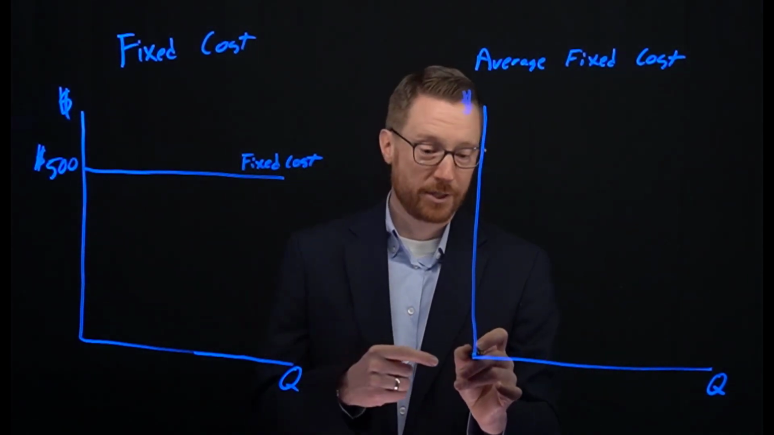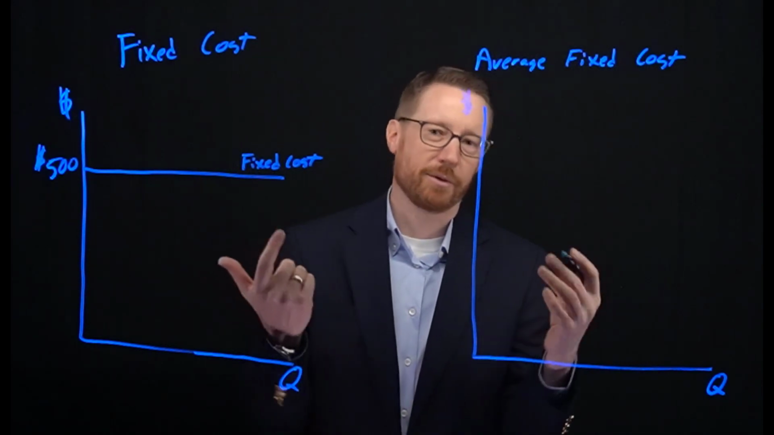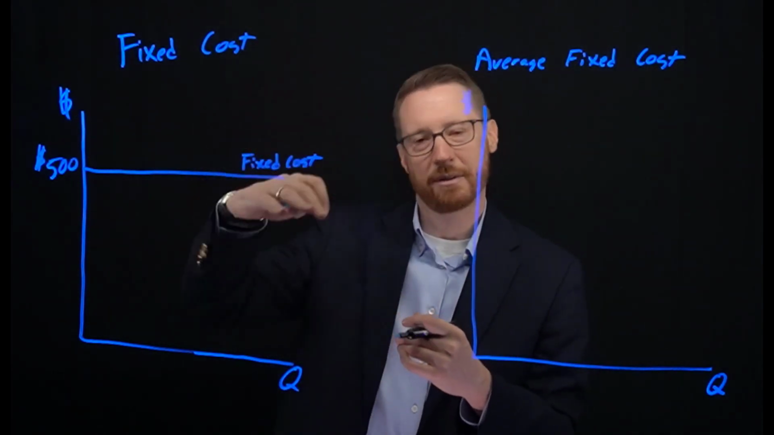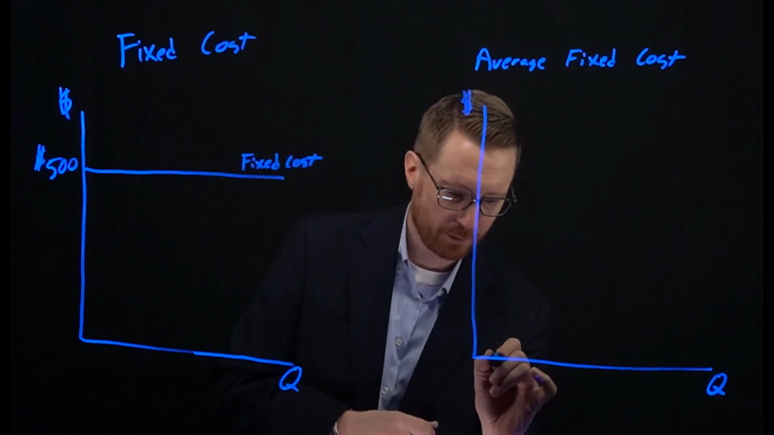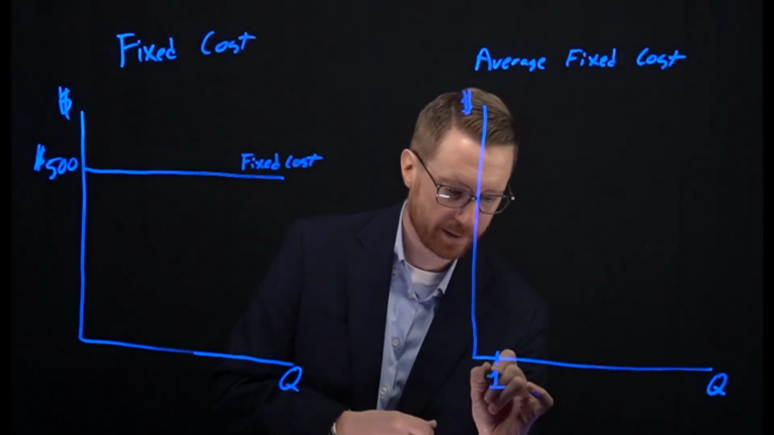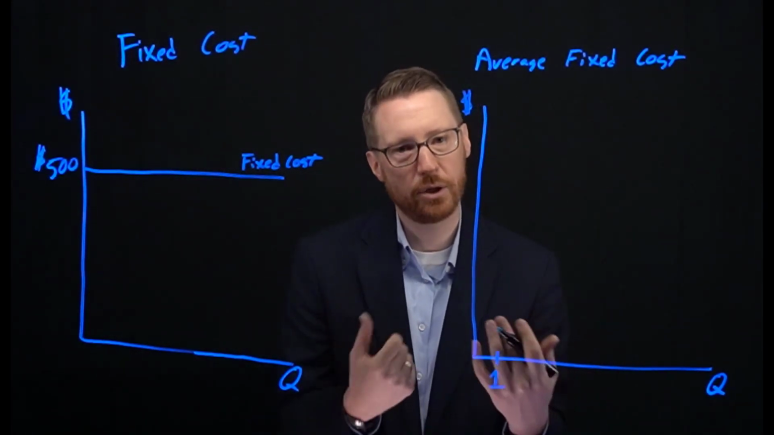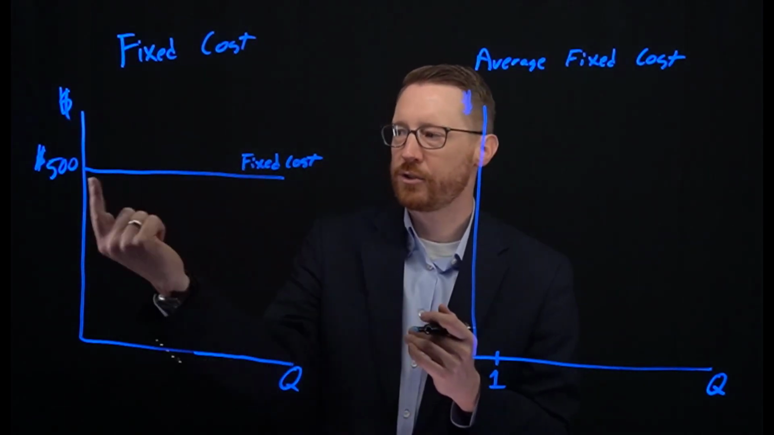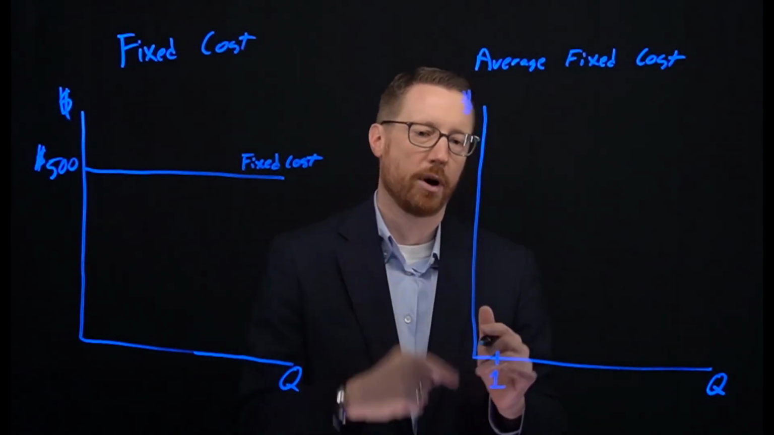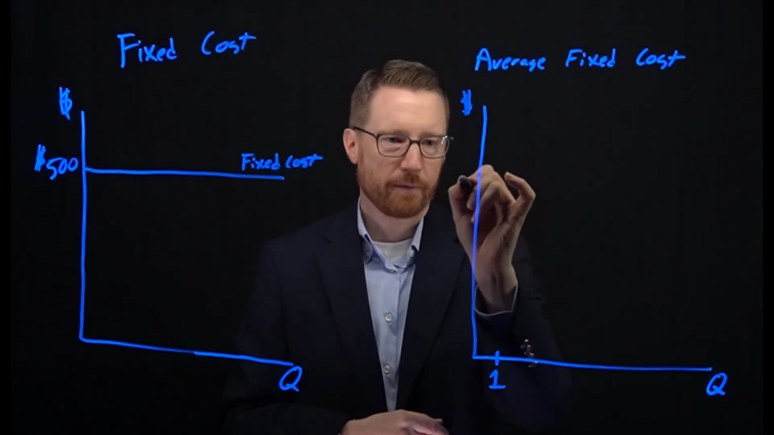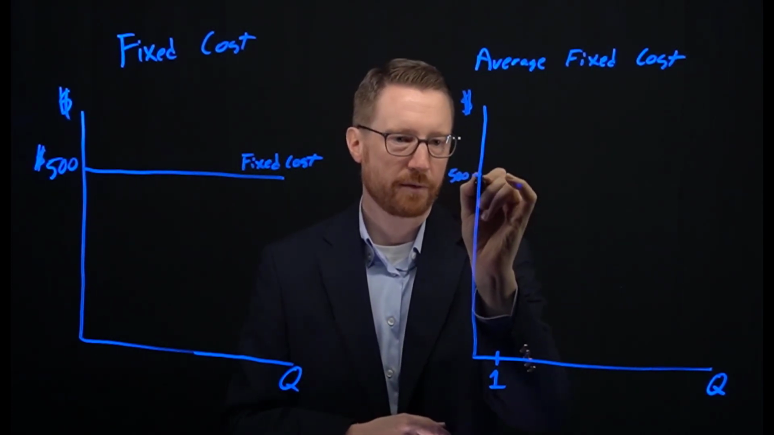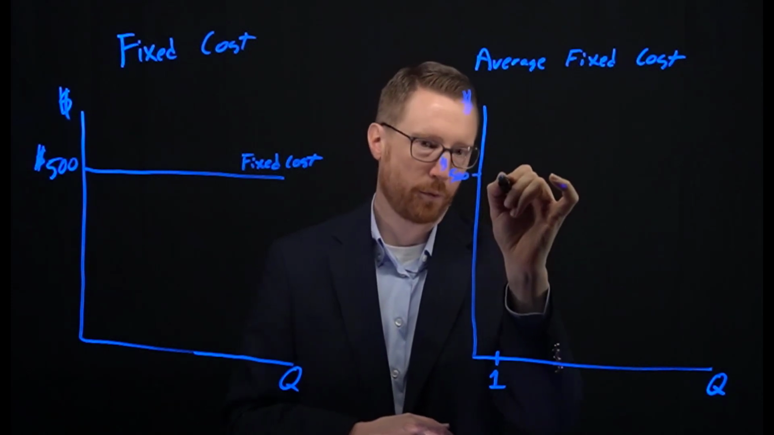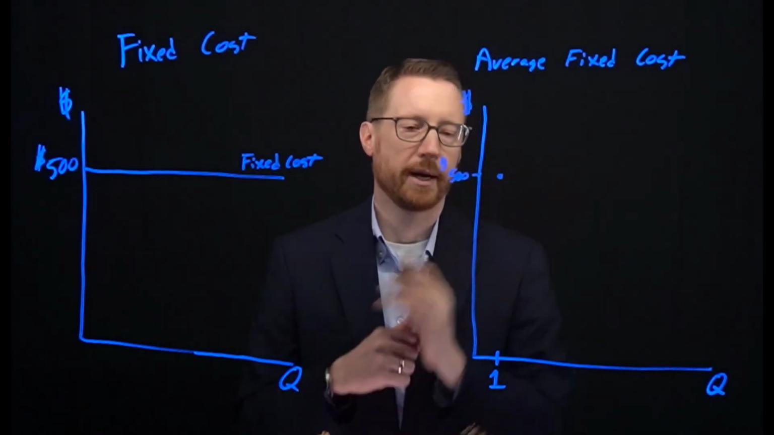Well, for 0 units, it doesn't really make sense because you can't take a number and divide by 0, right? So let's start with 1 unit then. So at 1 unit, what's the average fixed cost? Well, that means all these fixed costs are getting assigned to that 1 unit. So it's $500, right? So $500 for 1 unit.